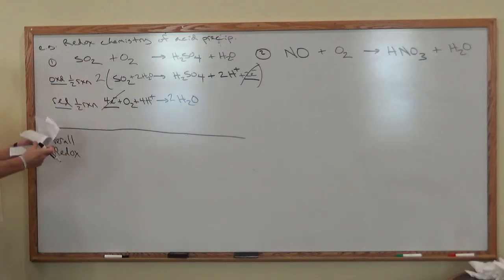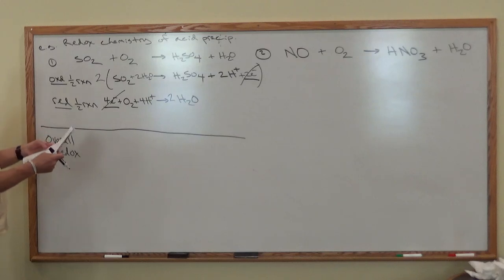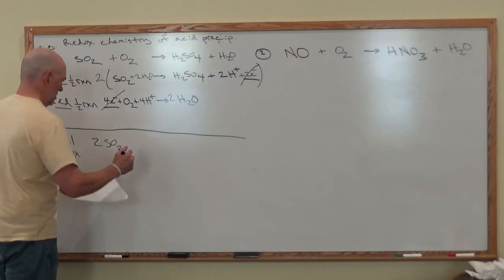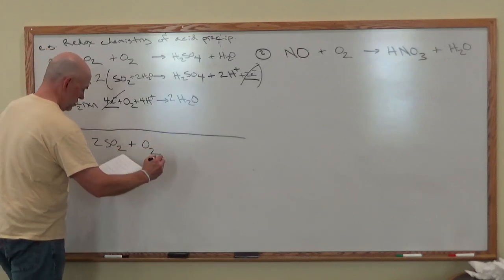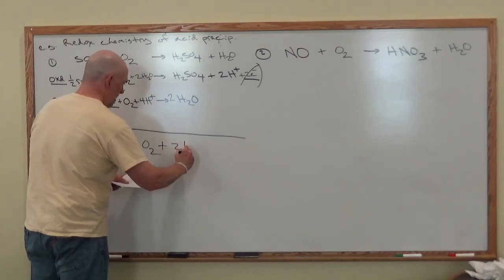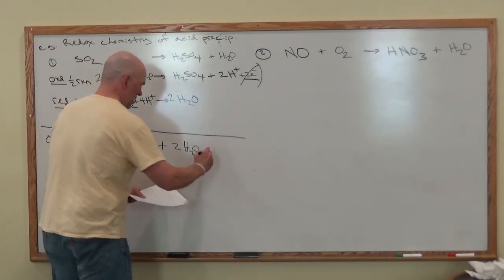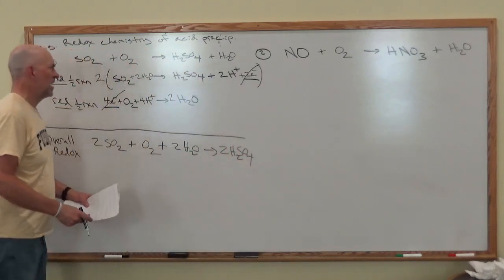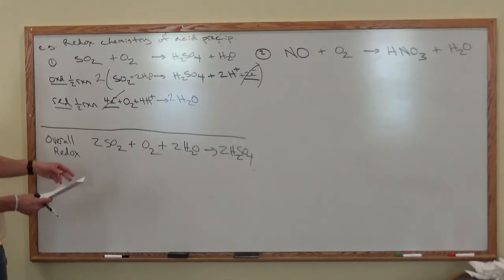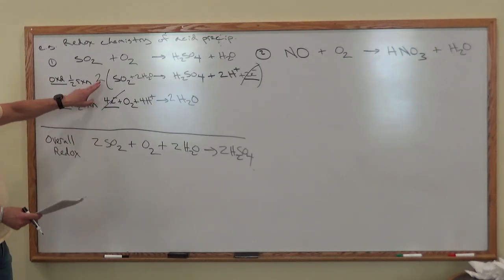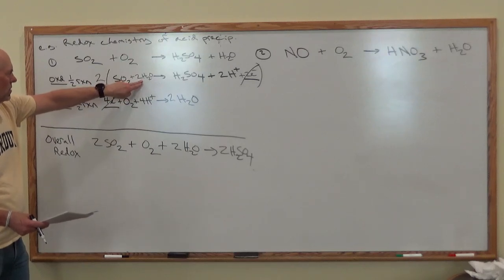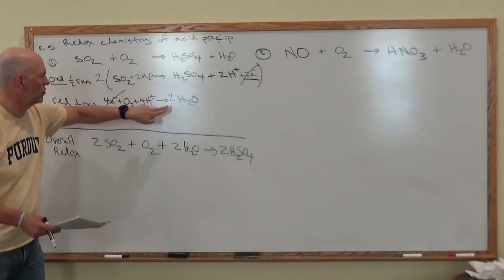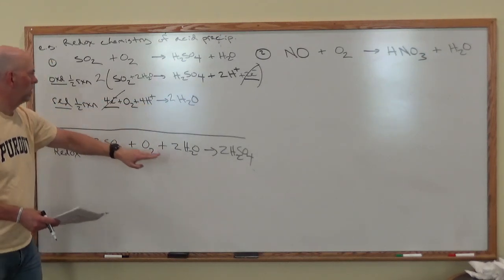And bring everything down. I like to rewrite things in the order that I was given. So the final one is going to be 2SO2 plus O2 plus 2H2O produces 2H2SO4. I think that's right. Yeah, because you're going to have 4 waters here on the left side and 2 waters on the right side down here, so that's going to cancel those 2 and leave you with 2 here.